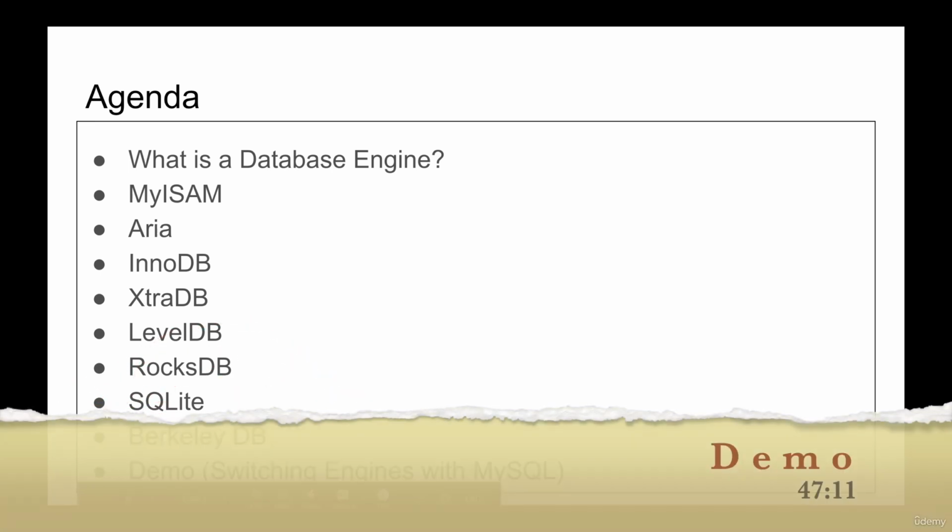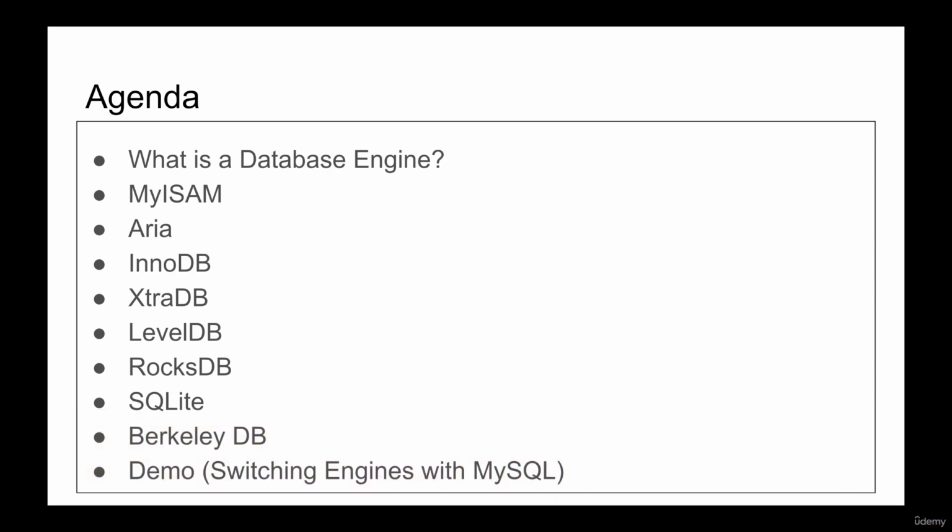Finally, we're going to do a demo where we're going to spin up a MySQL database, because it's one of these databases that can change its underlying engine, which is amazing. That's why MySQL is the most forked database. You have a lot of databases that have forked MySQL because of this flexibility that you can change engines.